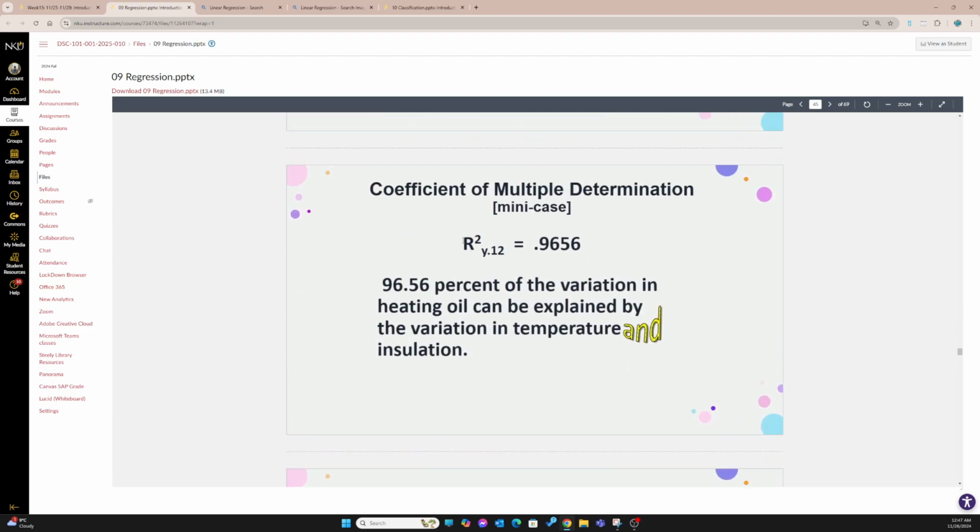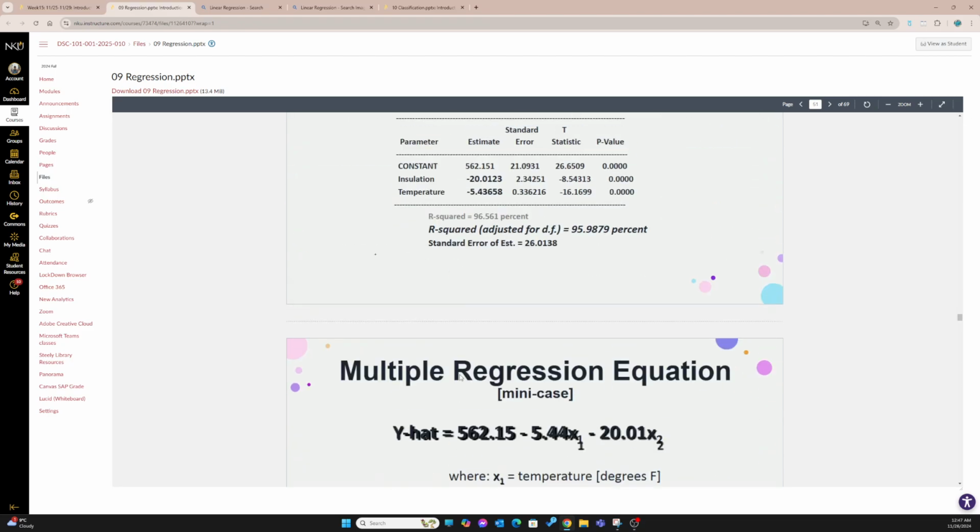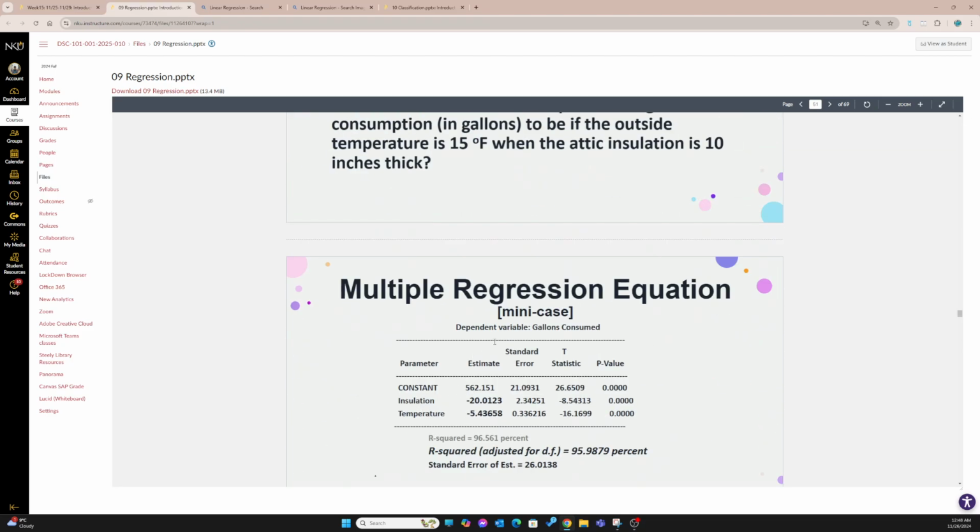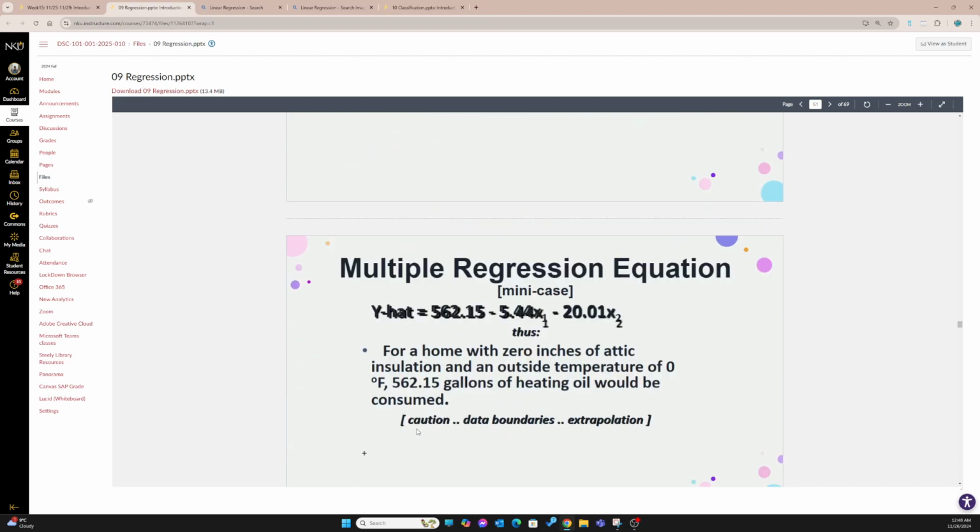Now, one more thing to understand is this R squared. Every regression that you do will have an R squared term, and the way to interpret this is that whatever value you get here, that percentage of the variation in y is explained by x. Let me take one example. Over here our y, let's say, is gallons consumed, and our insulation coefficient is negative 20.04, and our R squared is 95.987. So we could say that 95.9% of the variation in gallons consumed can be explained by insulation and temperature. So this percentage of y can be explained by x.